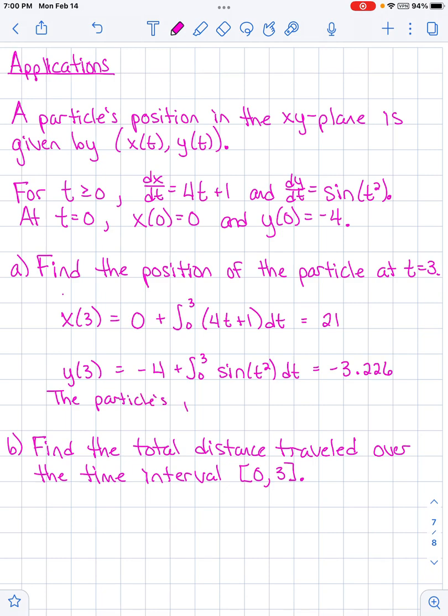The question said, what is the position at that time? So the particle's position at t equals 3 is 21, negative 3.226.